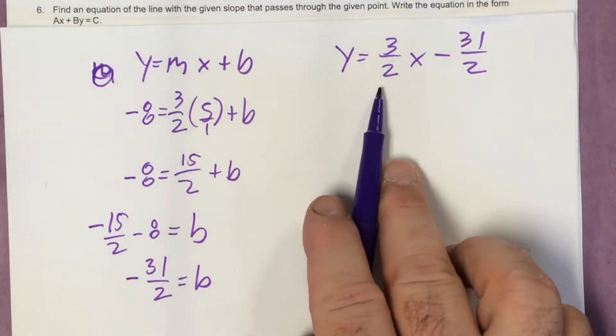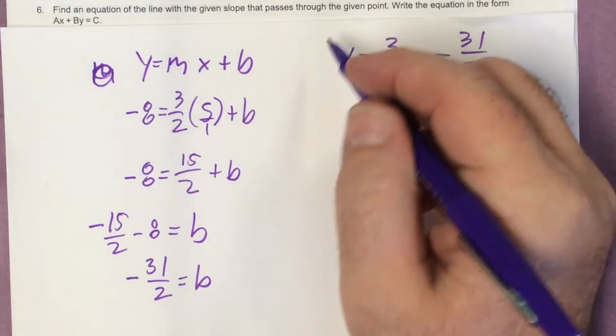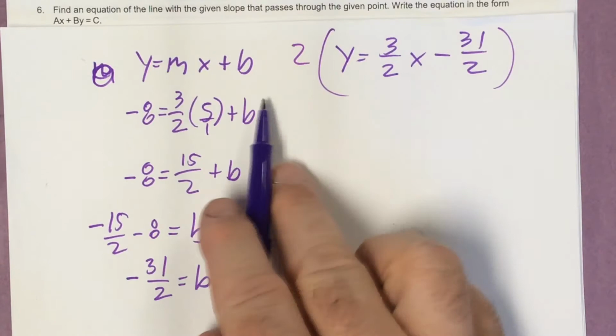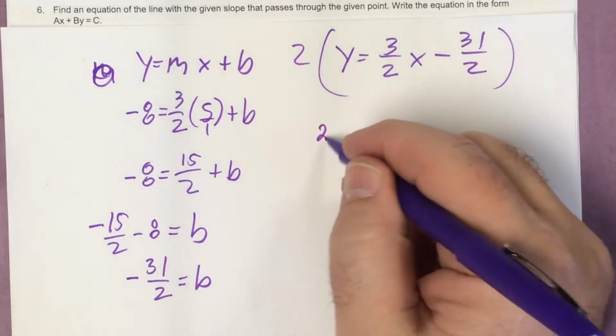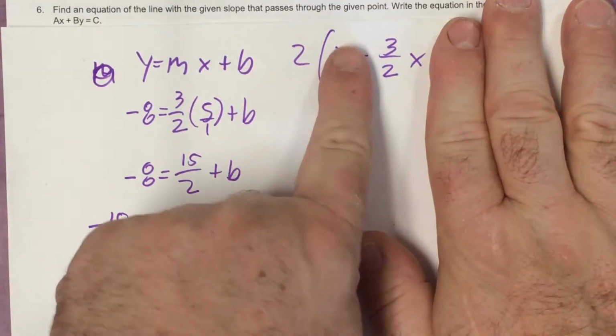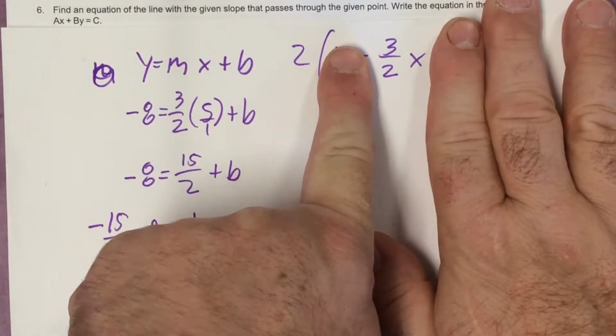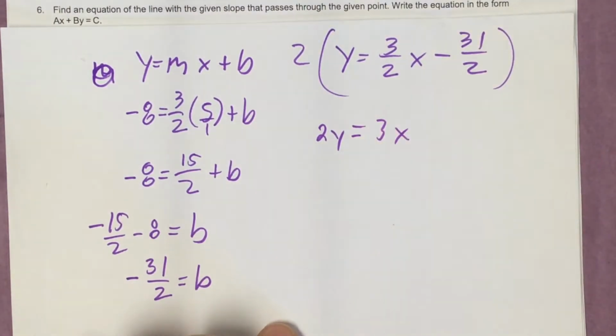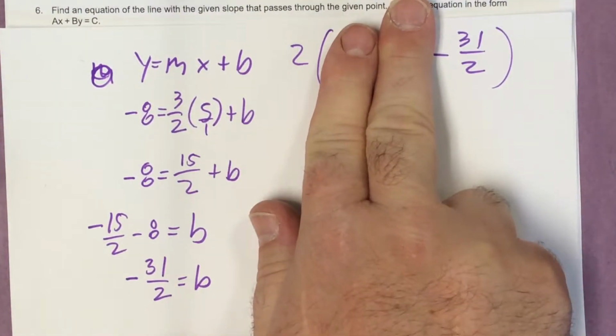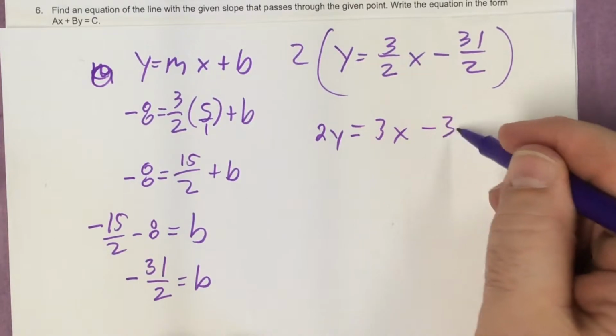At this point, because I have a 2 here and a 2 here, I'm going to multiply everything on the inside by 2, including y. So when I multiply 2 times y, that's just going to give me 2y. When I multiply 3/2 x times 2, the 2's cancel, just leaving me with 3x. And when I multiply 2 times -31 over 2, that leaves me with minus 31.